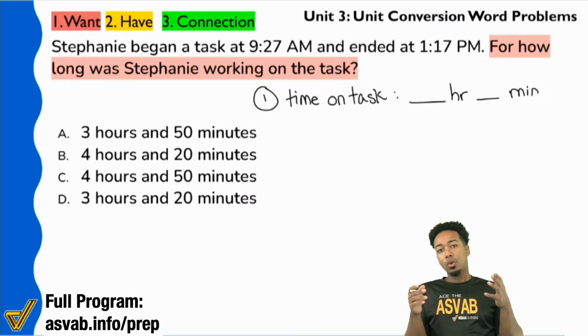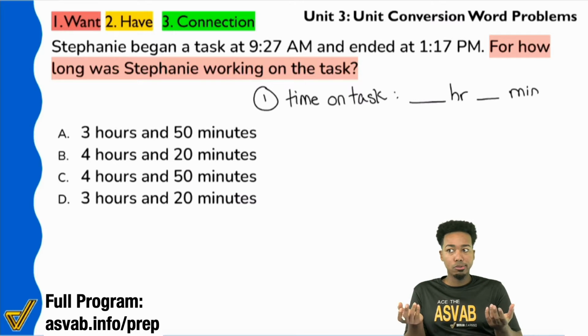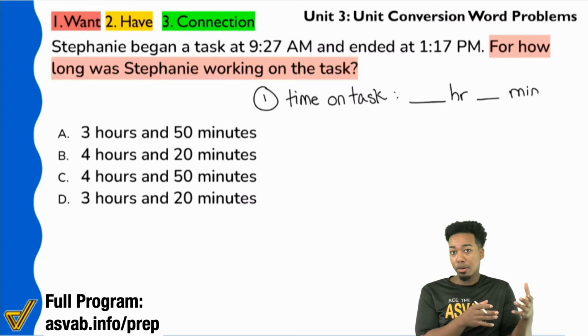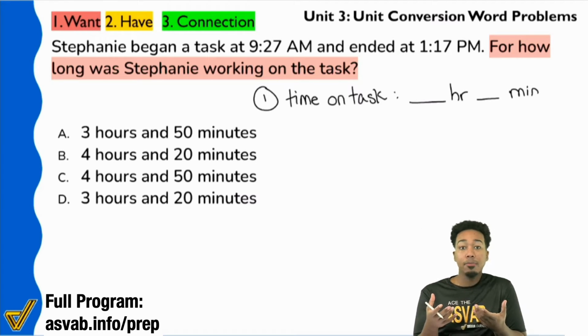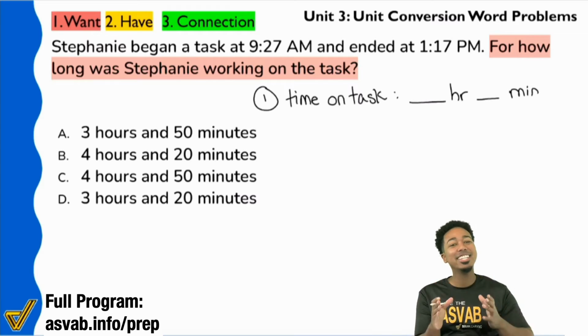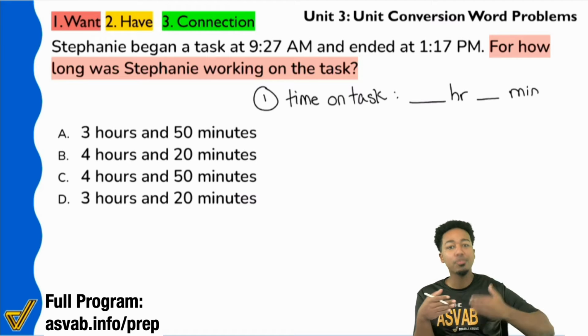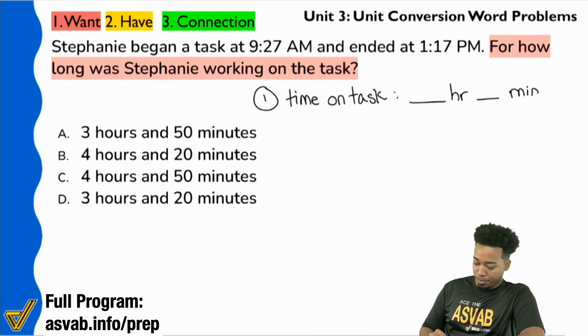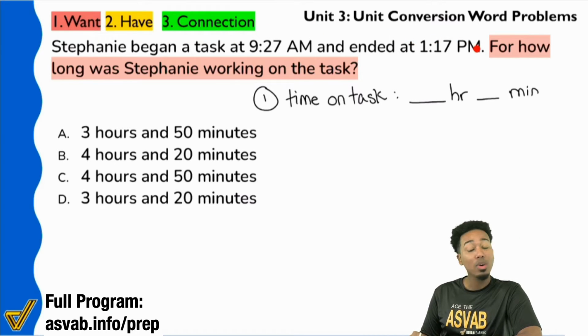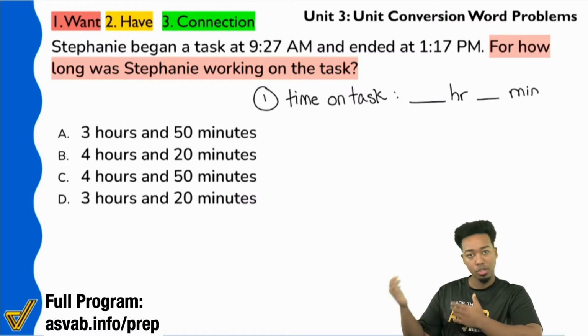Now, typically, when you want to know how long somebody was working for, you might have a starting time and an ending time. Or you might have information about pieces of the task, like it took them this long to do this part, this long to do this part. So we don't know if we have to add or subtract yet, but what I notice is that I have the power to read the information and figure that out. So again, take it nice and slow as you get started, and then move faster and faster as you're ready to go. So here, Stephanie began a task at 9:27 a.m. and ended at 1:17 p.m. For how long was she working? Okay, cool. So with that said, we have the start time and end time.